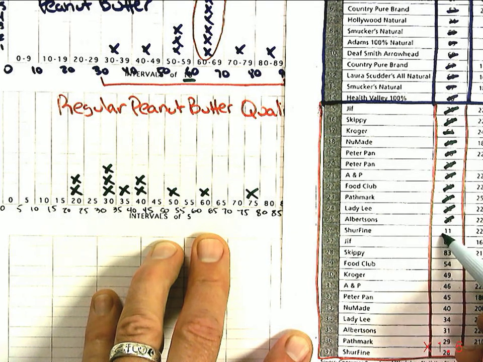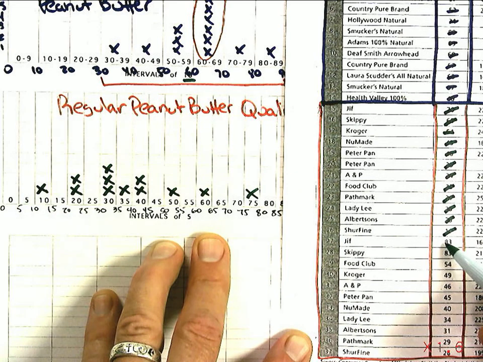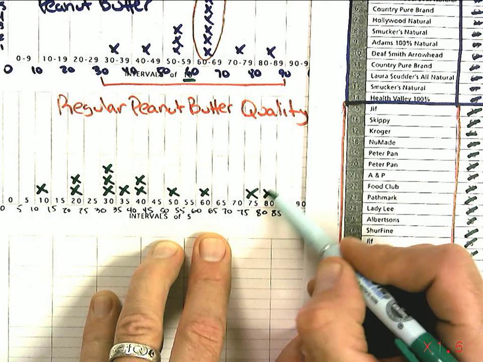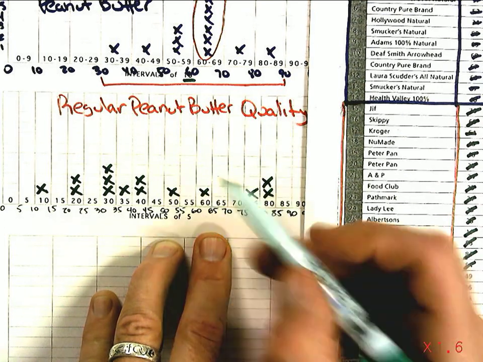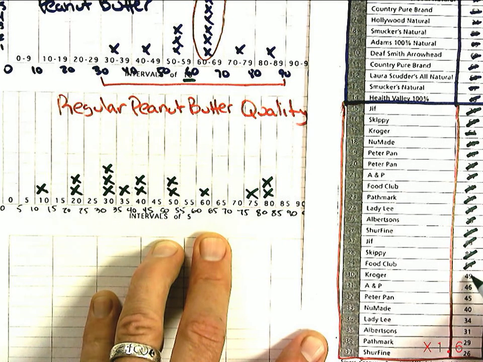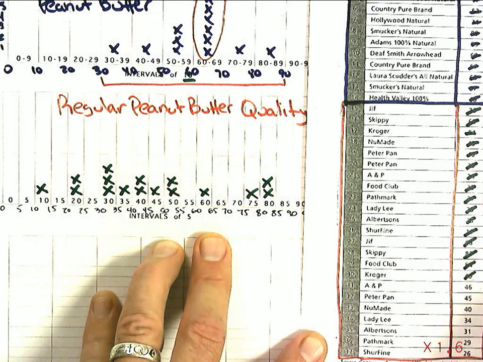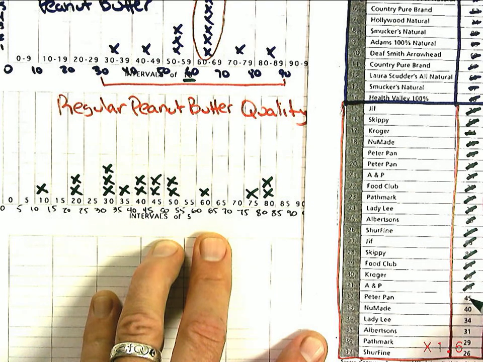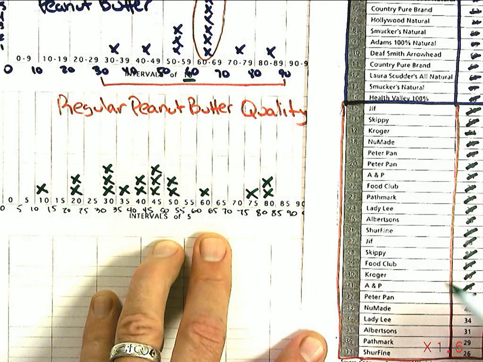The 11, way down here in the 10 to 15 interval. Two 83s, so they will be in the 80 to 85 interval. A 54 in the 50 to 55 interval. 49 in the 45 to 50 interval. 46 in the same interval, 45 to 50. A 45 in the same interval, the 45 to 50.